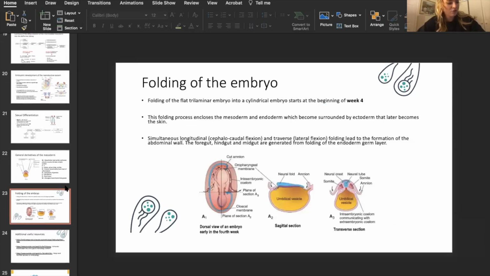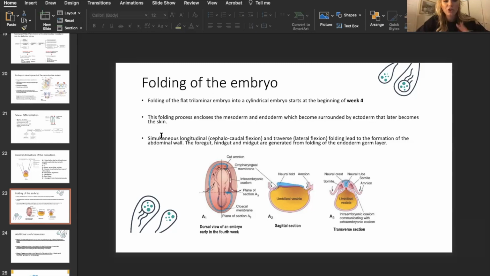Lastly, folding of the embryo. So up to this point, we have a flat trilaminar embryo, and we want to fold it into a cylindrical shape. And this starts at the beginning of week 4. So this folding process encloses the mesoderm and the endoderm within it, and we have the ectoderm on the outside, which, if we think ecto, outside, becomes the skin.